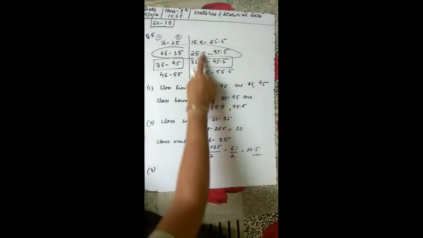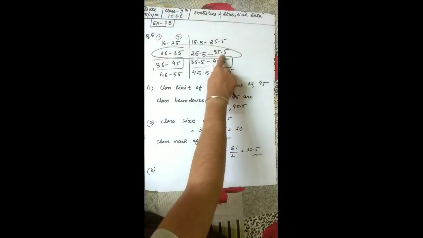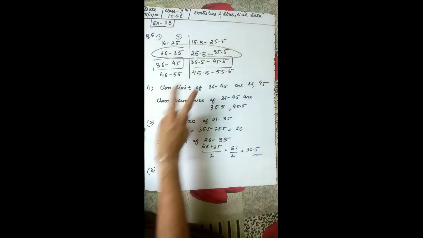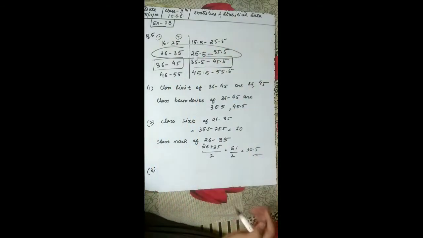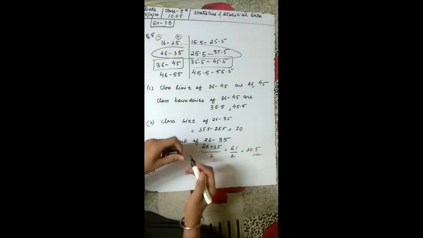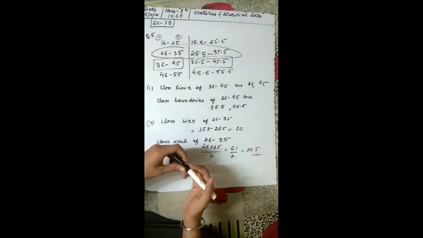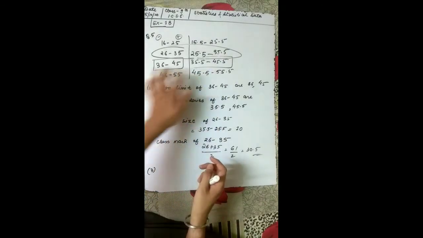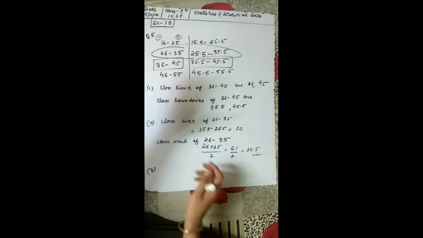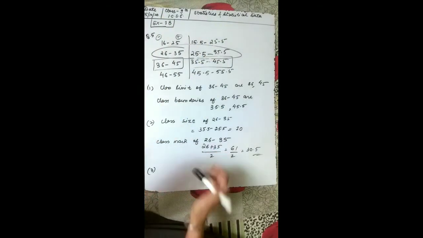Why? Because we have subtracted the 0.5 and added it also, so the change is nullified, and with this also we'll get the same answer. Your third question is the class interval when changed into an overlapping class interval. So if you change this into this, the third answer is this only. You need to change the non-overlapping to overlapping.